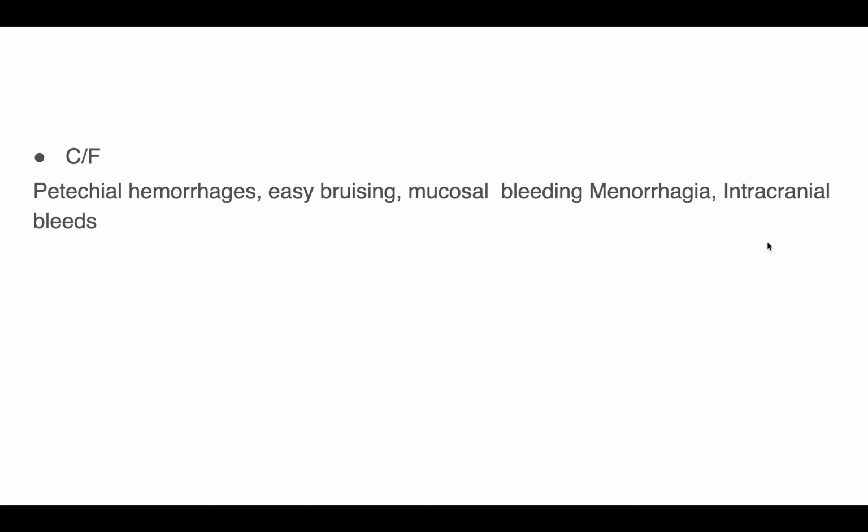So what are the clinical features over here? You have petechial hemorrhages, easy bruising, mucosal bleeding can also be there. Depending upon the type and process of immune reaction, the patient can have just petechial hemorrhages, menorrhagia, or the patient can also have intracranial bleeds.